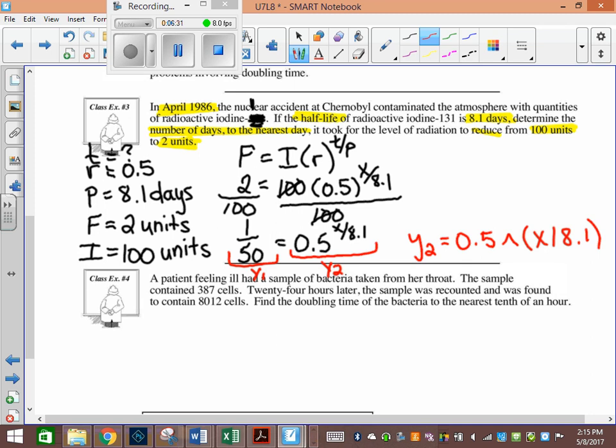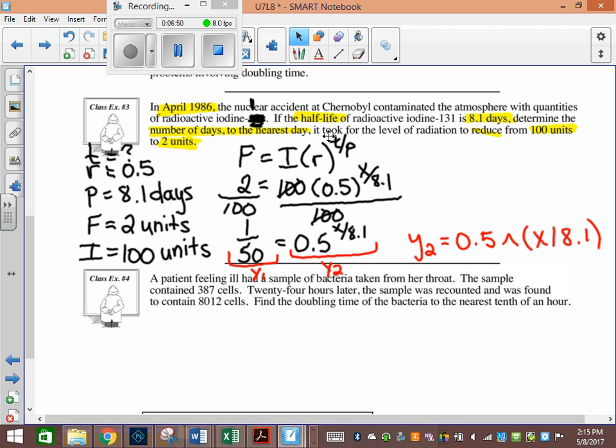If your exponent does not pop up, you have to do that. If it looks like that, it has to be in brackets. Okay? If you do not put your exponent in brackets, you will get it wrong every single time. So everyone type that into their calculator. In y1, you're going to have 1 over 50. And in y2, you're going to have that.